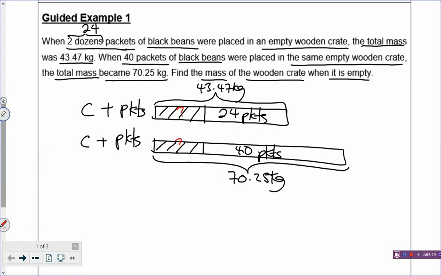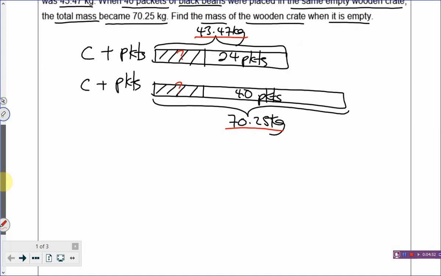Okay, now the model is done already. So let's revise. Now you have 2,000 packets of black beans put into the empty wooden crate, and the total mass is 43.47 kg. And then when 40 packets of black beans were placed in the same empty wooden crate, the mass became bigger and the mass became 70.25 kg. So you can see that model sharing refers to what? It refers to two things, or even two persons, sharing a rectangle. That's called model sharing. Okay, now, so how do we find the question mark? If your model is well done, you don't have to look at the problem.